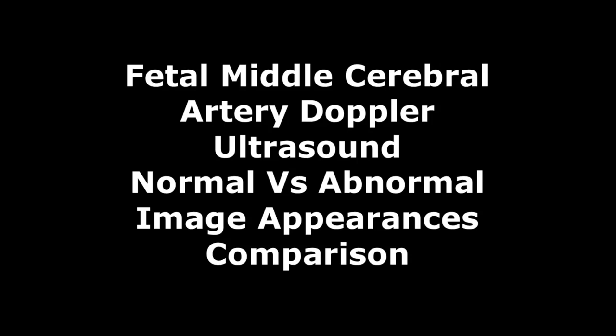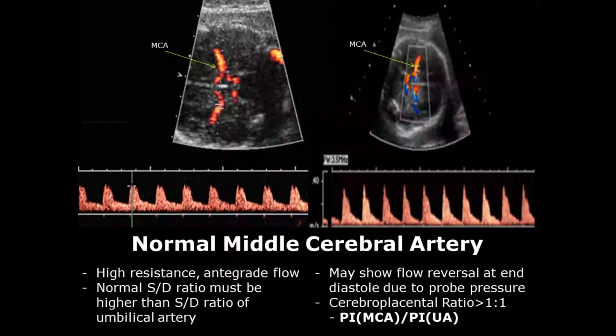Today we will study Doppler ultrasound of fetal middle cerebral artery. On spectral Doppler, there is high resistance antegrade flow. Antegrade is forward flow. We can see the high resistance flow by looking at the velocity. Here the end diastolic velocity is very low. It is like less than 10 centimeters per second.